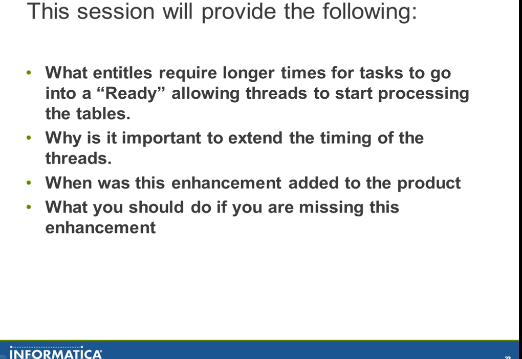Now, if the threads remain idle too long, they automatically go to a stop state, and when the tasks or tables in the project finally go to a ready state, there's only one or two threads remaining idle to pick up the tables to start processing them. When this happens, the throughput of the job or the project becomes diminished because there's not as many threads started to process the tables in parallel.